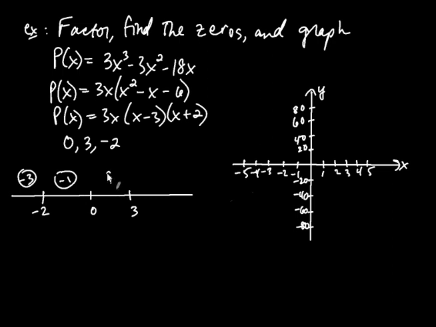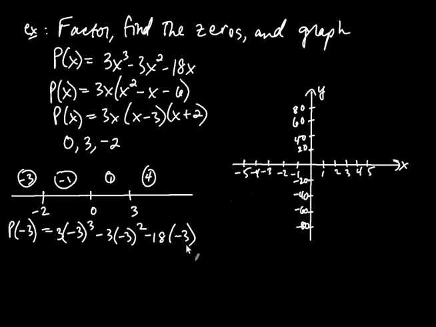Likewise, a test point between 0 and 3 would be 1. Beyond 3, a good test point would be 4. So let's plug those values into the polynomial and see what we get. So p of -3, you plug that into the original polynomial. So it's going to be 3 times, and you could also plug it into the factored form if you want. Either way, but let's plug it into the original polynomial. So 3 times -3 cubed minus 3 times -3 squared minus 18 times -3, and we end up getting, when all is said and done, the number, what's that going to be? -54.